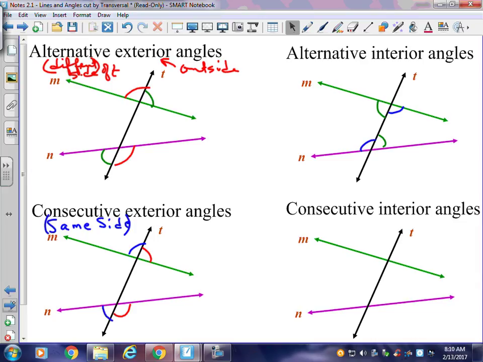Now you also have another pair of these consecutive interior angles. It does the same thing. If I'm on the left side of the transversal, I want to stay on the left side and be between the two lines.